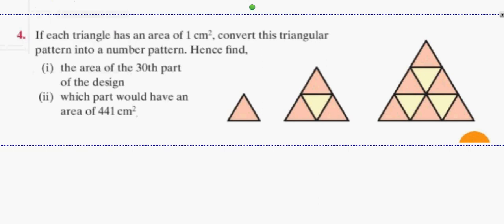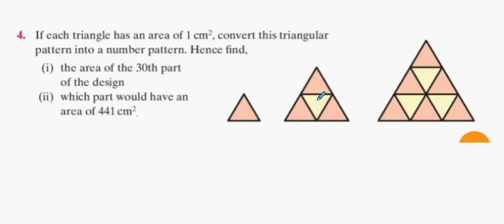Each triangle has an area of 1. Convert this triangular pattern into a number pattern. Hence find the area of the 30th. I take it that the shaded regions and the lighter regions both have an area of 1. It's not like empty space.